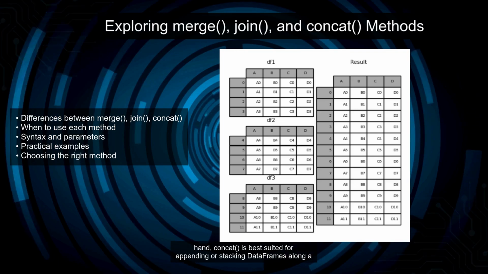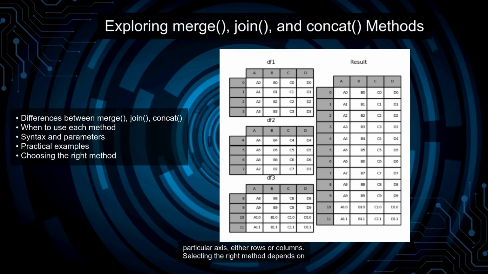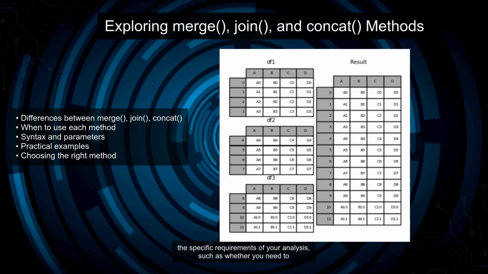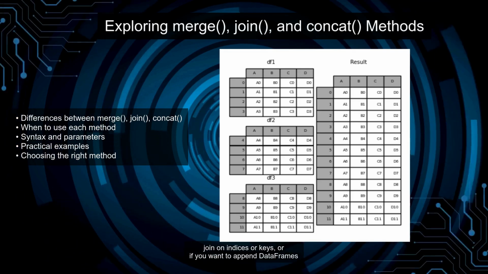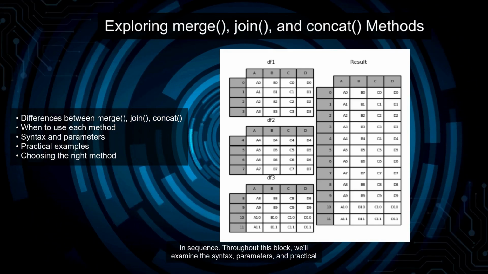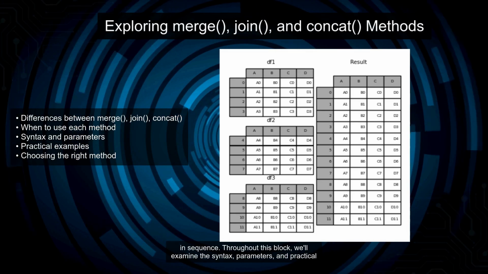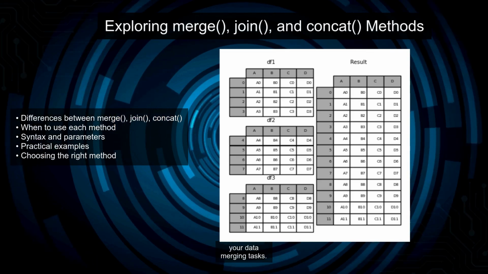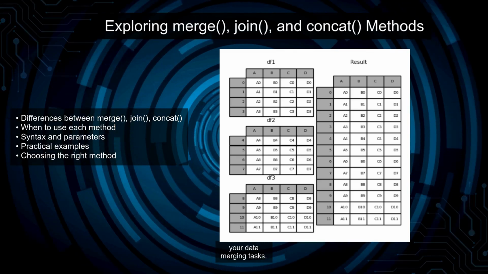On the other hand, concat is best suited for appending or stacking data frames along a particular axis, either rows or columns. Selecting the right method depends on the specific requirements of your analysis, such as whether you need to join on indices or keys, or if you want to append data frames in sequence. Throughout this block, we'll examine the syntax, parameters, and practical examples for each method to help you choose the optimal approach for your data merging tasks.